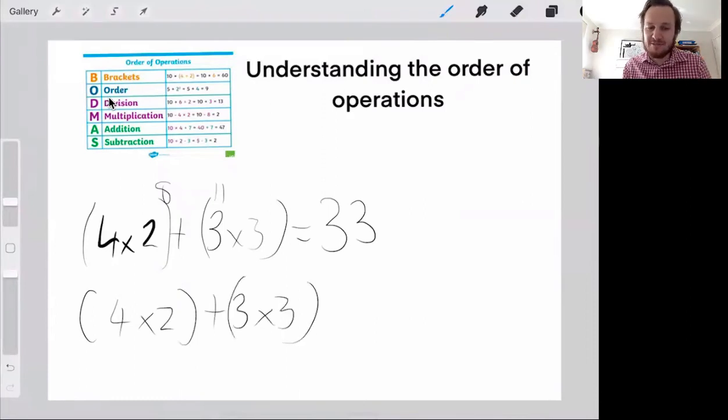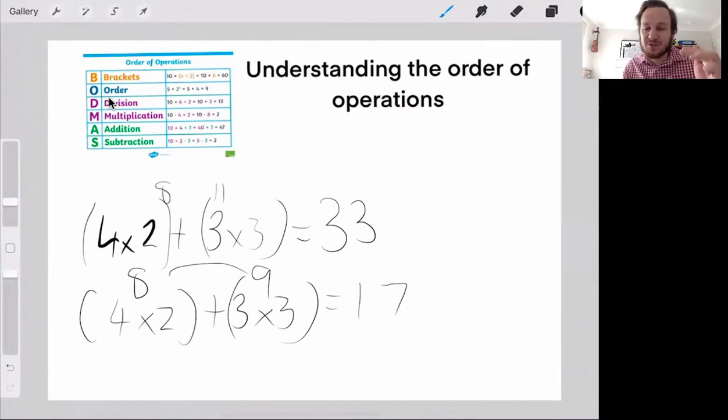So even though you might see a 4 and a 2 and a 3 and a 3, actually what's inside the brackets is the number that they want you to plus together. So they want you to group these numbers together. So they want 4 times 2 is 8, and 3 times 3 is 9. And once you've got those numbers in the brackets, then they want you to plus them together. So then it's 9 plus 8 equals 17.